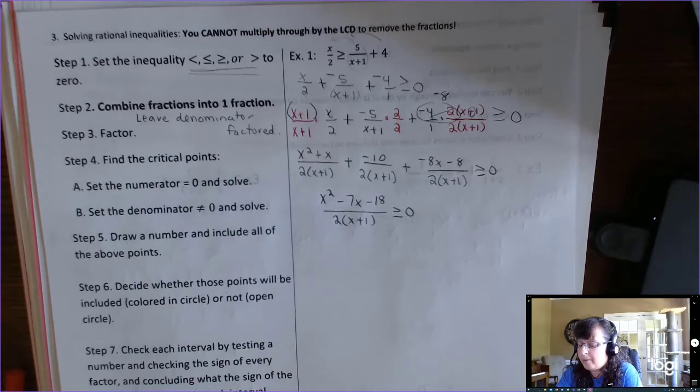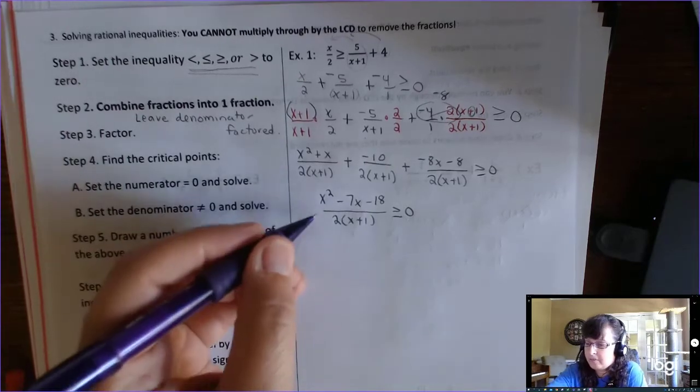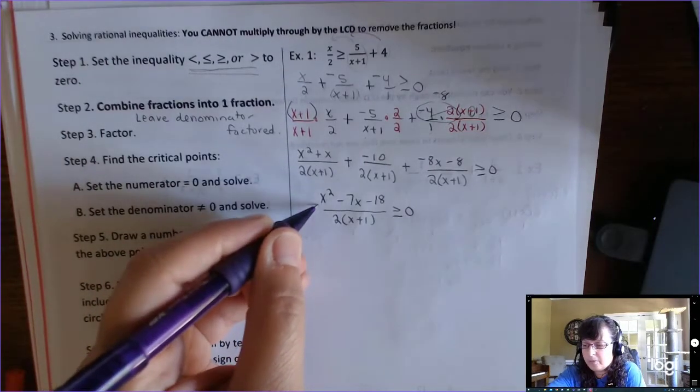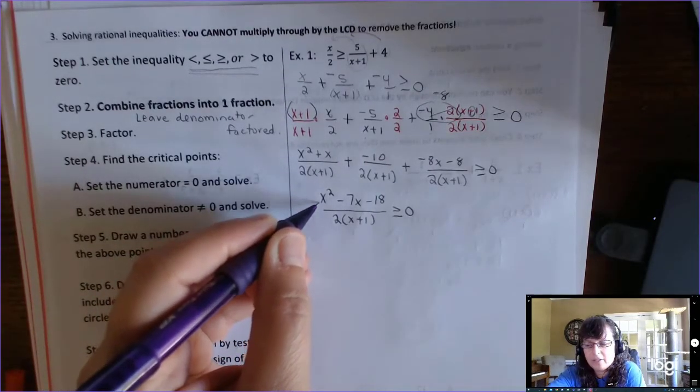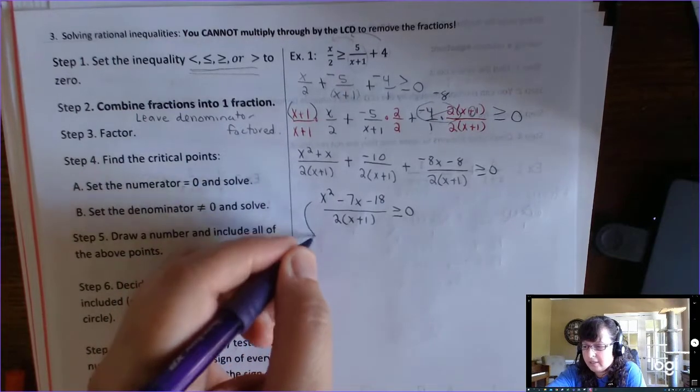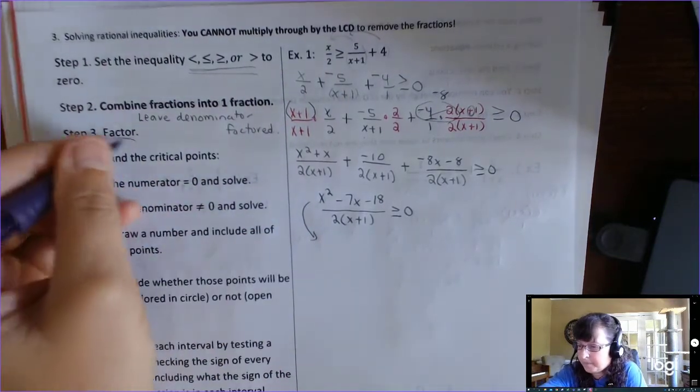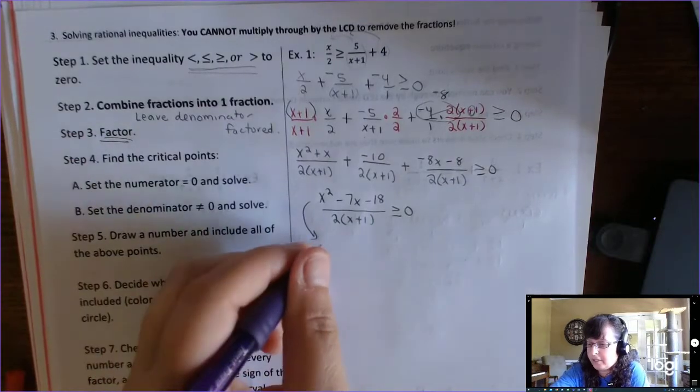Alright, now I'm going to find the critical points, the zeros. And there are two types of zeros. The numerator has some zeros, but I can't find the zeros until I factor. So the next step, actually step 3, is to factor if you can.